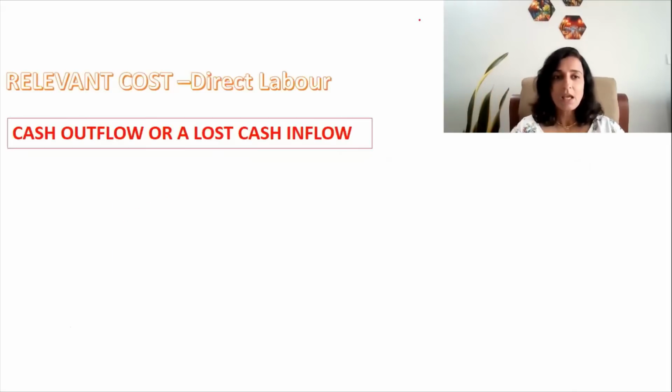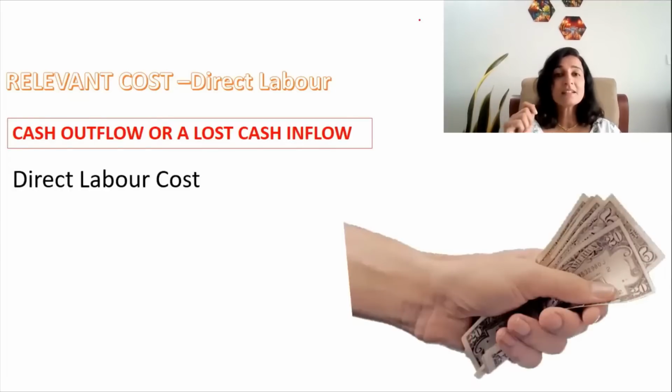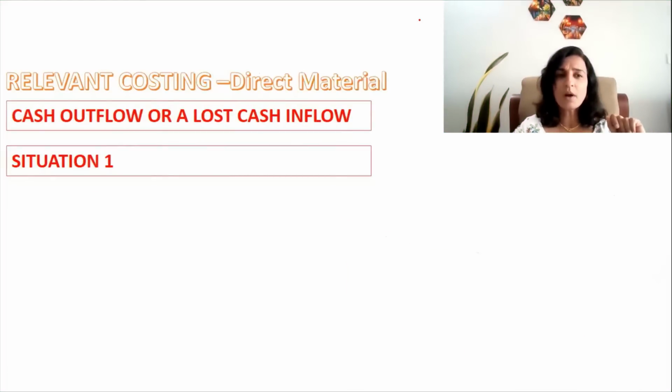Okay. Now, when is there a cash outflow? When you're paying wages to the laborers, right? So that is a relevant cost. Relevant cost of labor is the direct labor cost paid because that is when the cash outflow takes place. Now, there could be two situations. Situation one, there is spare capacity.